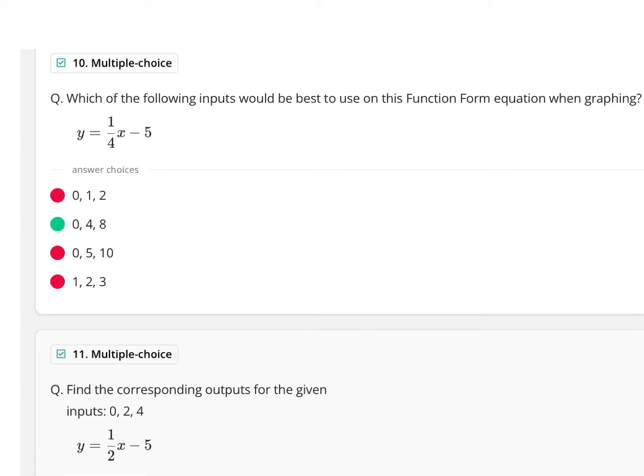On this question, we have a function form equation. Y is by itself, function form, and we know that function form is amazing because it's like a machine, and you could do an input-output table, an XY table, and most of the time we use 0, 1, and 2. However, that's not the best option for this particular one. Why is that? Because we have a fraction in front of the x. So yeah, plugging in 0 is awesome because 0 times 1/4 is 0, and 0 minus 5, that'll just be a minus 5.